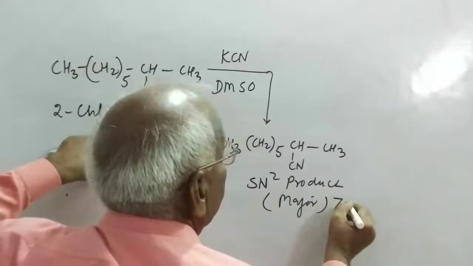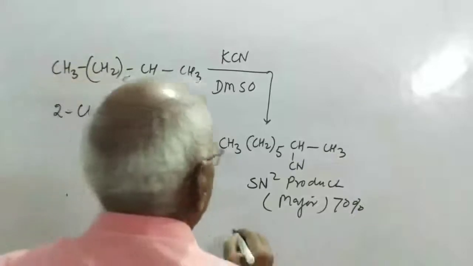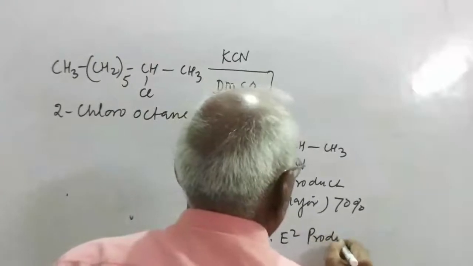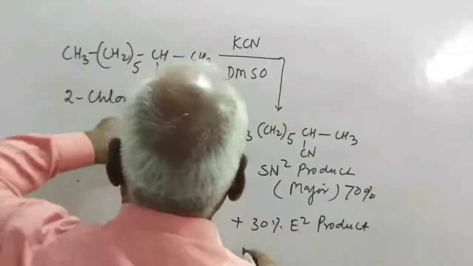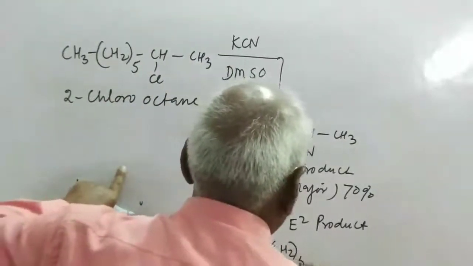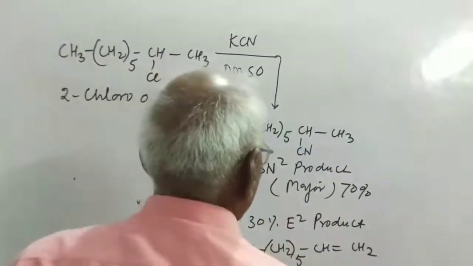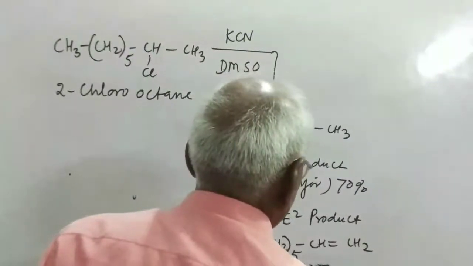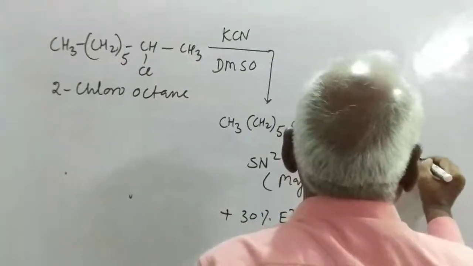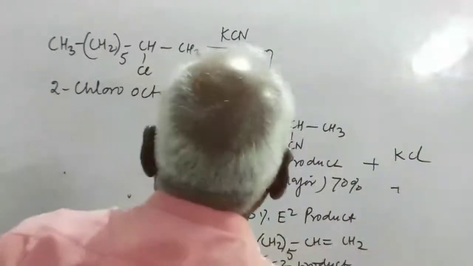It is nearly 70% SN2 product and 30% E2 product, that is formation of alkene. You can write the alkene like that: CH3 (CH2)5 CH=CH2. This is the E2 product, plus chloride ion, in the form of KCl, plus dimethyl sulfoxide. This is the solvent.